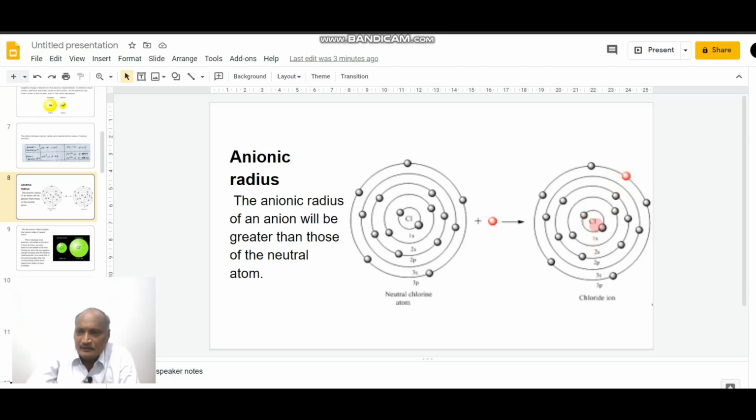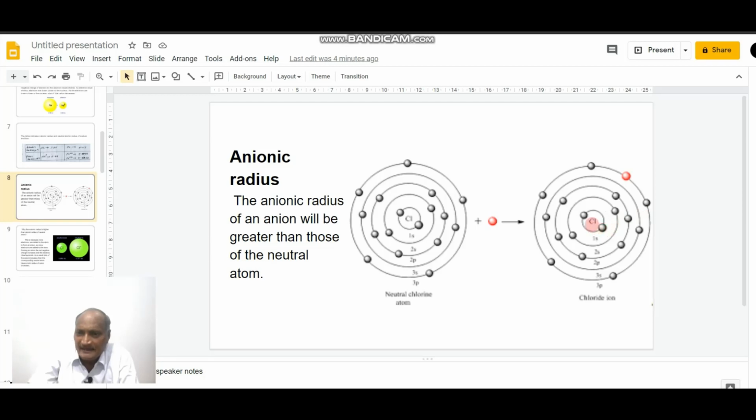As the nuclear attraction over the electron becomes smaller and smaller, the electron cloud expands. The expansion in the electron cloud is due to the increase in the electronic charge. As a result, the size of the anion increases. As the size of the anion increases, definitely an increase in the radius of the anion is observed.